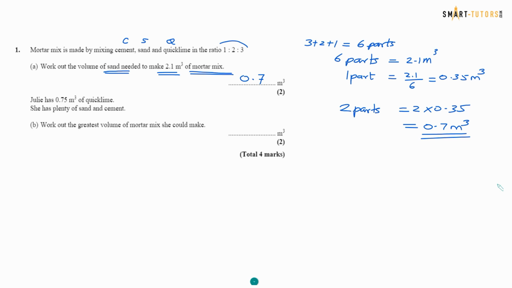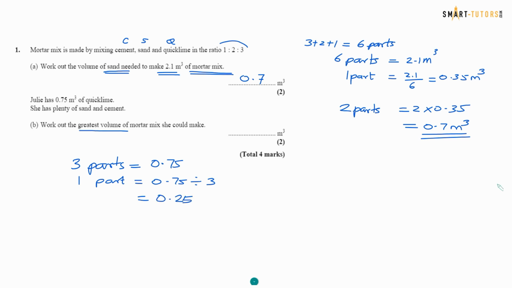Second part of the question, Julie has 0.75 meter cube of the quicklime. She has plenty of the sand and cement. Work out the greatest volume of the mortar mix she could make. So quicklime, how many parts is quicklime? 3 parts. So 3 parts is, she has 0.75. So from here 1 part is going to be 0.75 divided by 3. So that is going to be 0.25.